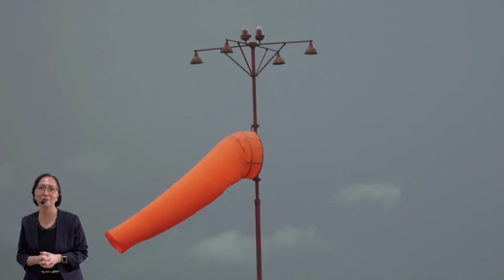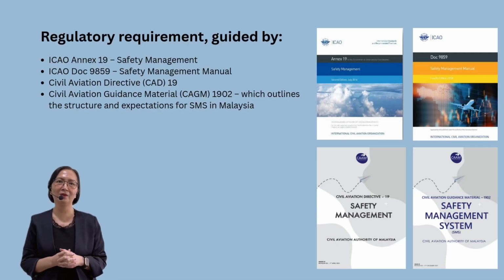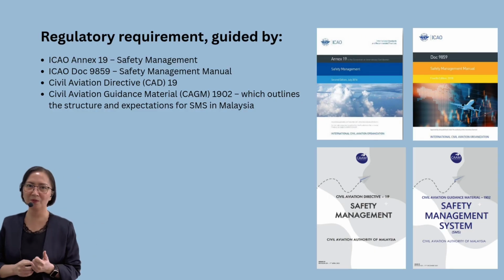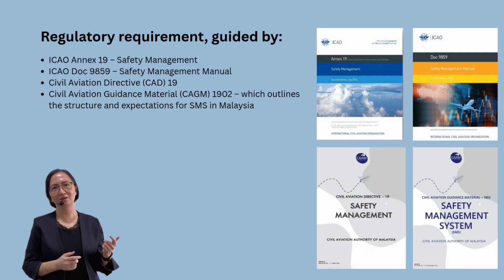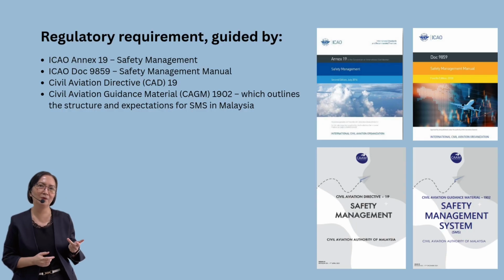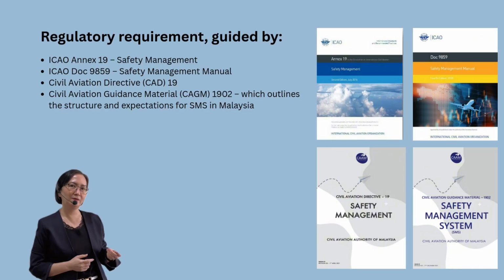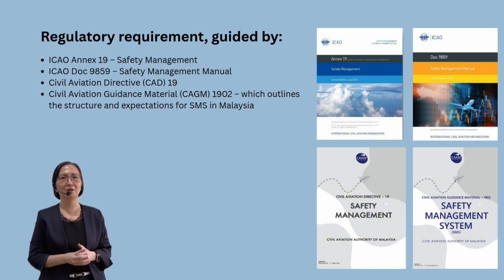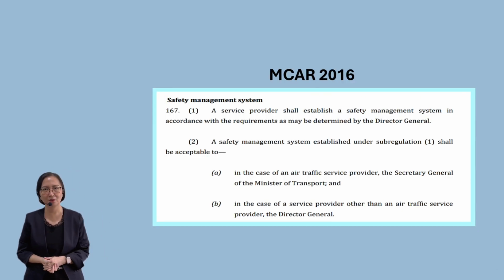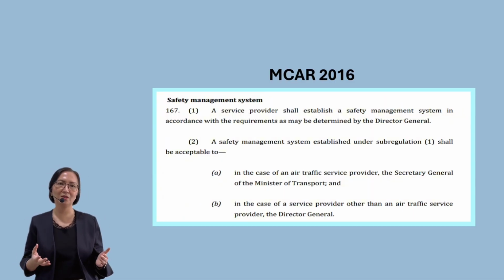First of all, let's look into the regulatory requirements. The implementation of SMS is not optional. It is a regulatory requirement guided by International Civil Aviation Organization (ICAO) Annex 19 Safety Management, ICAO Document 9859 Safety Management Manual, Civil Aviation Directive CAD 19, and Civil Aviation Guidance Material CAGM 1902, which outlines the structure and expectations for SMS in Malaysia. Additionally, under MCAR 2016 Regulation 167, all service providers must establish an SMS.